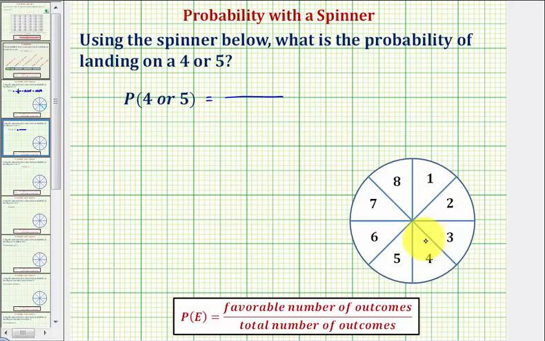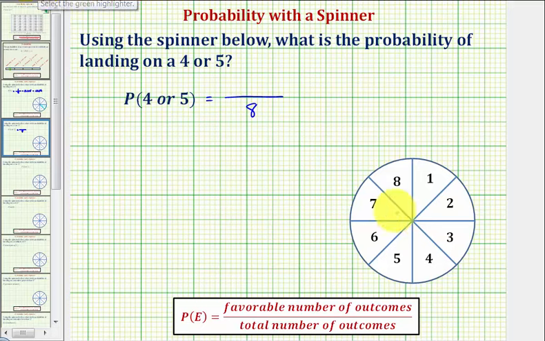Notice how the spinner is divided into 8 equal-sized sections, each section numbered from 1 through 8, and therefore there are a total of 8 possible outcomes. So our denominator would be 8, and now we'll determine the favorable number of outcomes, which is a 4 or a 5.